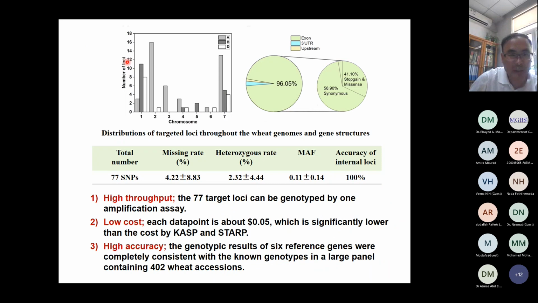This is some data. Finally, we have the chromosome distribution of the markers. Actually, some chromosomes have more markers, more genes, not evenly distributed, and the missing rate and the heterozygous rate are acceptable, it's pretty low. So this liquid chip is high throughput. As I mentioned, it can be genotyped by one amplification assay, and the low cost is 0.05 dollar per sample, and high accuracy because we have the reference genes. The genotype data is completely consistent.